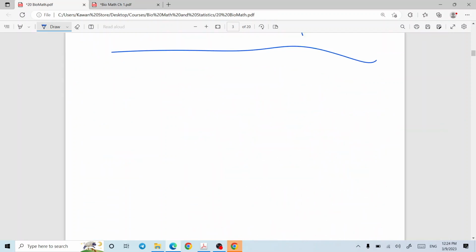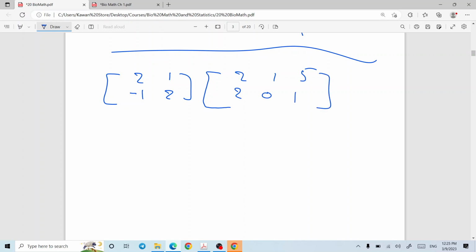Then I'll give you another example. For example, A equal to 2, 1, minus 1, 2, multiplied by 2, 1, 5, 2, 0, 1. So how do we multiply that one? We say row by column and save it in the row. So this is A, this is B, A is 2 by 2, B is 2 by 3. So we can multiply and I'll get C, which is 2 by 3. So what's the result? Just be patient and look at the first step. You will get the rest.